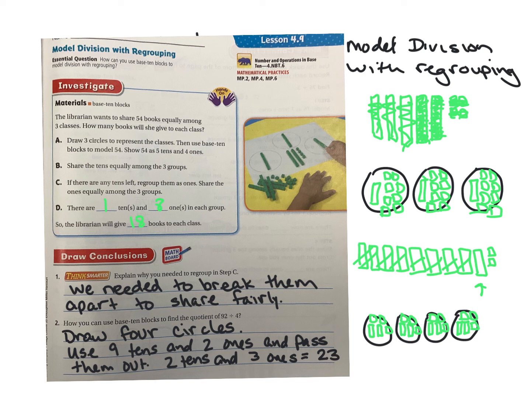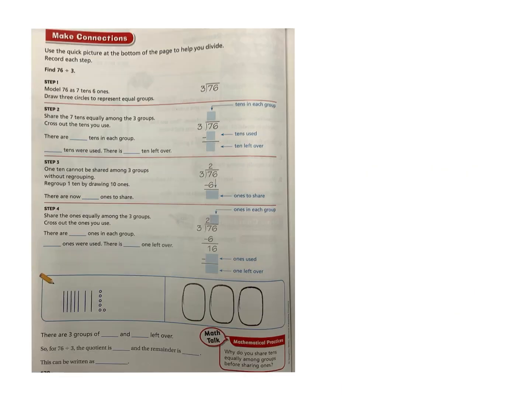And then if we have some left that we've got to break apart so we can continue sharing fairly, then we're going to do that. The next step is going to show you what's happening with the algorithm that helps us do that without rods and units. Okay, so this takes us into how we use that algorithm. We're going to use the quick picture at the bottom of the page to help us divide, and we'll record each step. We're finding 76 divided by 3.